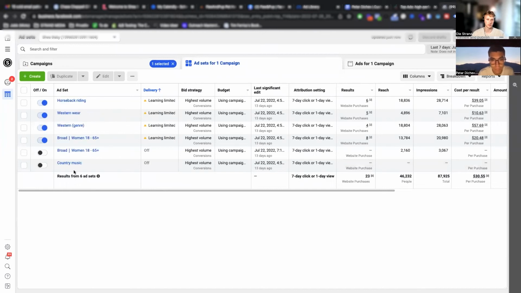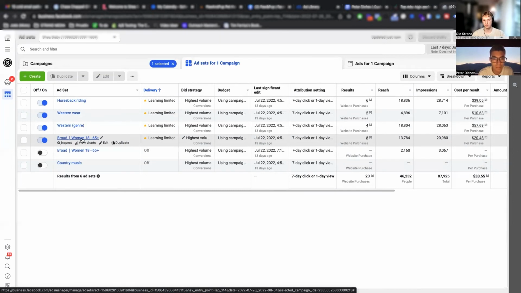So I think we turn off some of them now. But as you can see here, we have one control. This started out as an ABO campaign. We switched over to CBO to try to scale. So as you can see, we have one broad, but we still do only women because it doesn't make sense to target men with this. And we are in the US, so it's such a big potential market.